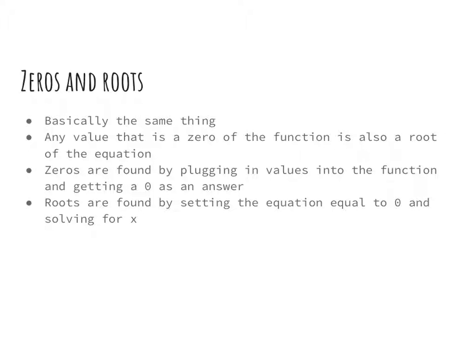And the difference is what we're given. Are we given a function or are we given an equation? And that's going to be the difference between finding a 0 or a root. Zeros are found by plugging in values into a function and getting a 0 as an answer. Roots are found by setting the equation equal to 0 and then solving for x. So again, it just depends on the form that we're given, whether they're called roots or zeros.